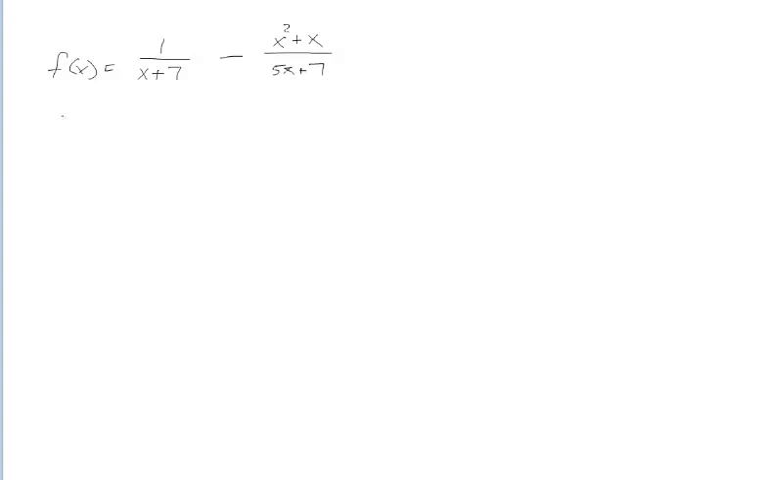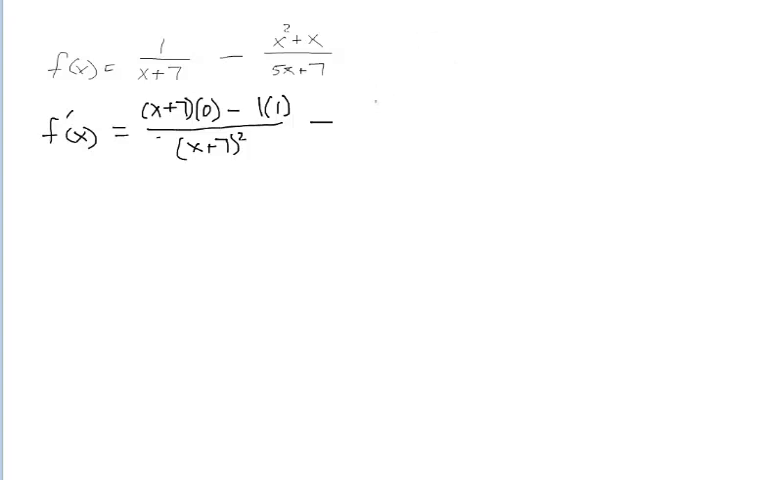For the first quotient rule, f prime of x is the denominator, g(x), x plus 7, times the derivative of f(x), and the derivative of 1 is 0, minus f(x), or 1, times the derivative of g(x), which in this case is also 1, all divided by x plus 7 squared. Minus, so that was just the quotient rule for the first piece.